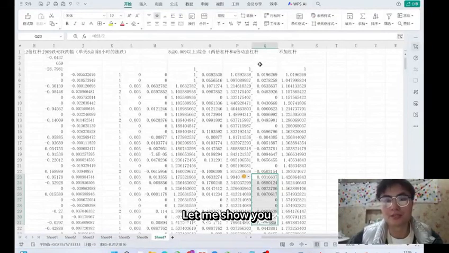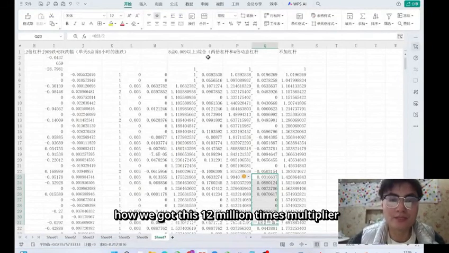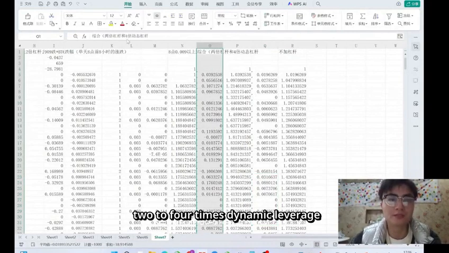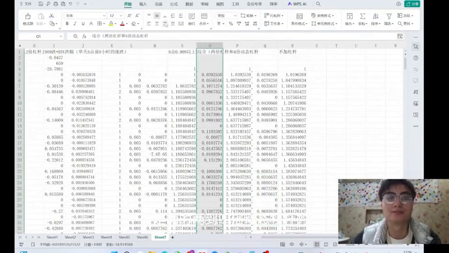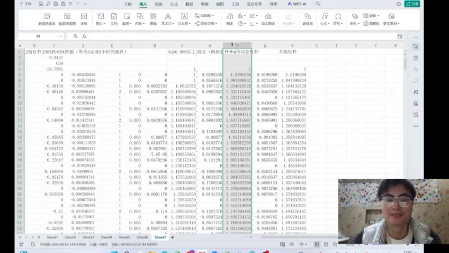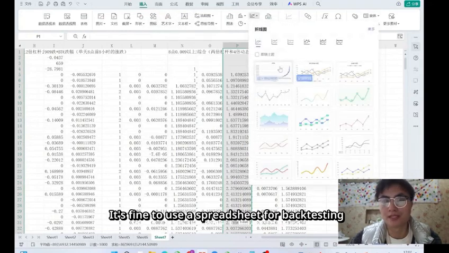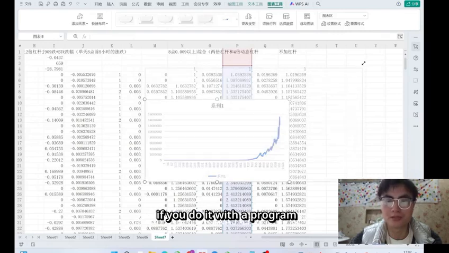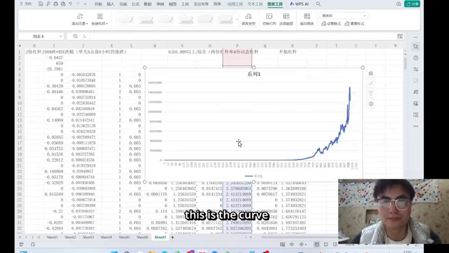Let me show you how we got this 12 million times multiplier. This uses 2 to 4 times dynamic leverage. Now, let's look at its curve. It's fine to use a spreadsheet for backtesting and plotting the curve too. It's all so easy if you do it with a program. Yep, this is the curve for our 12 million times multiplier.